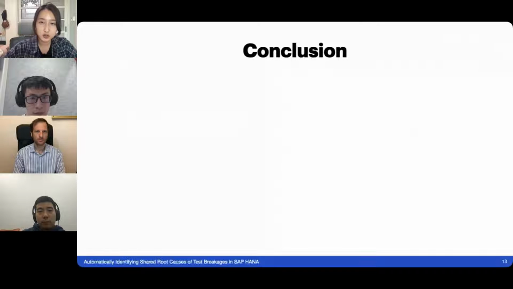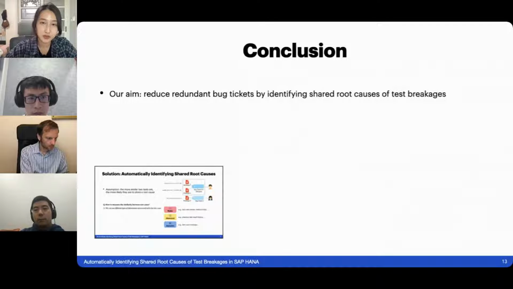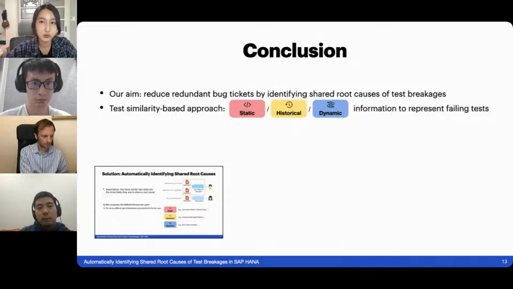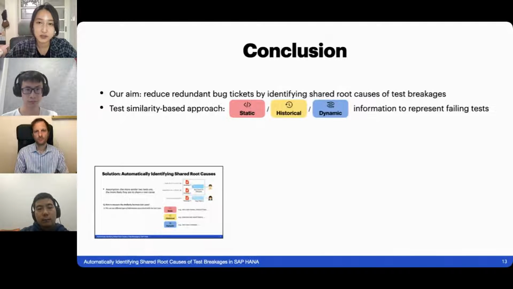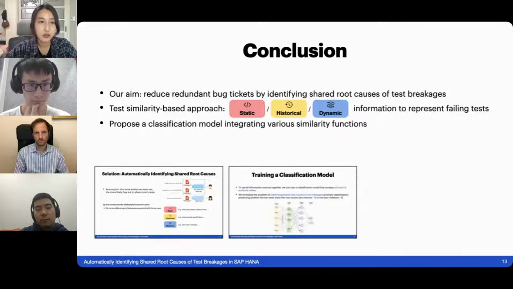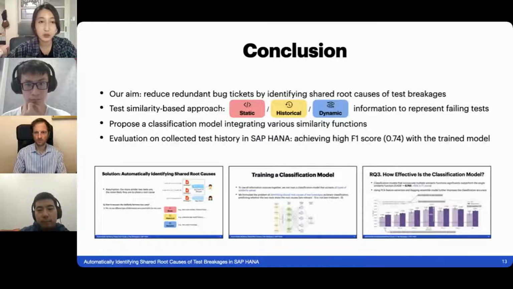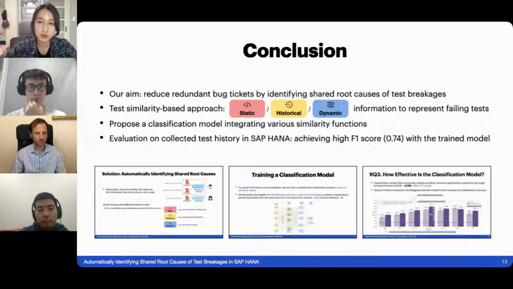Okay, so to conclude our talk, we first revisit our aim to reduce the redundant bug tickets by identifying the shared root cause of test breakage. And there were 3 types of usable information to represent the failing tests. Then, we propose a classification model integrating various similarity functions. Finally, we evaluate our technique on the test history collected from SAP HANA. And thank you for your attention, and I'll be happy to further discuss our paper.